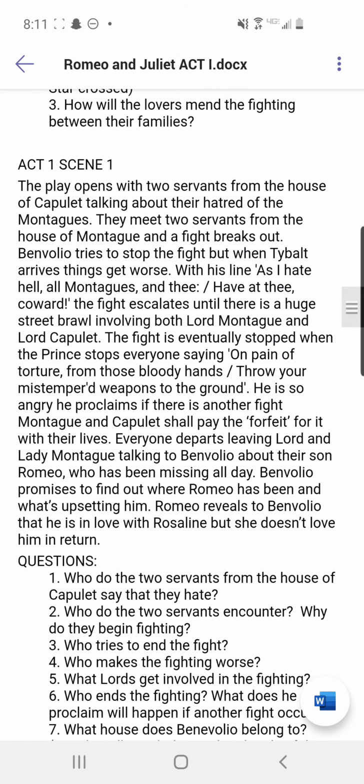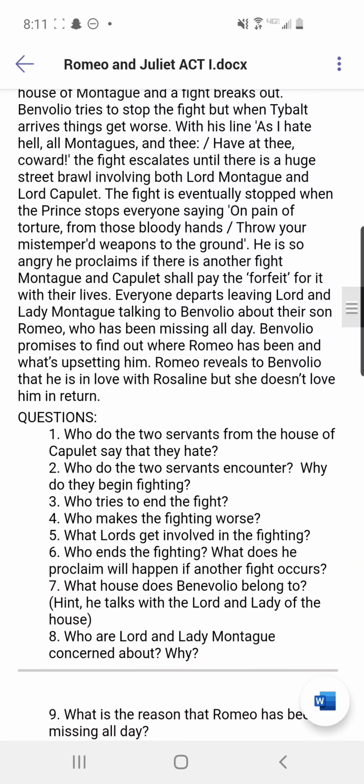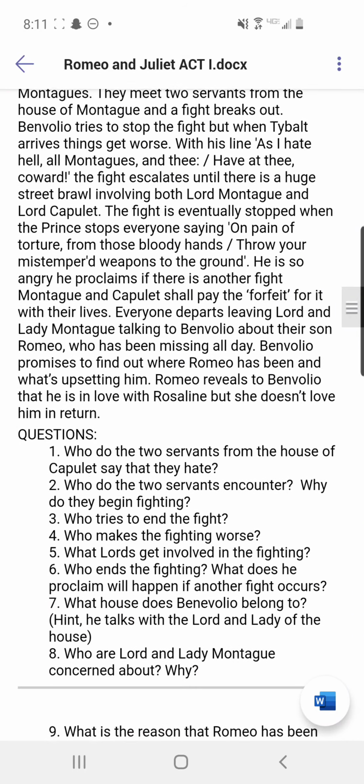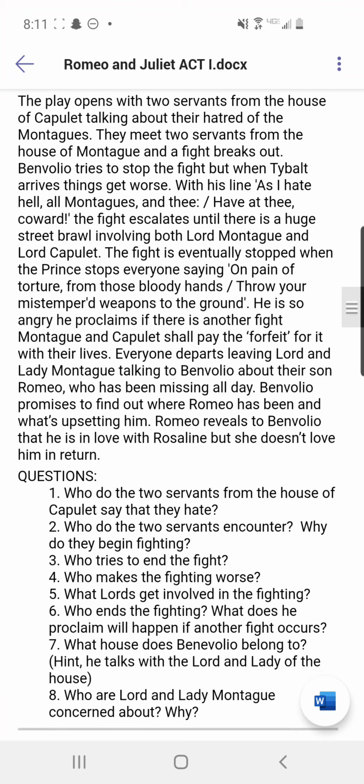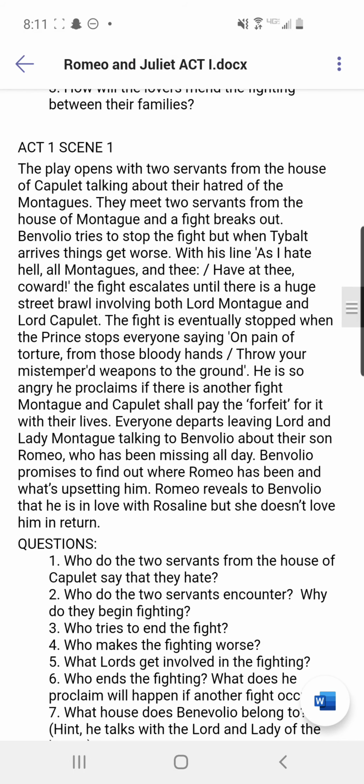So Act 1, Scene 1. Okay. Who do the two servants from the house of Capulet say they hate? They hate the Montagues. This is the quarreling families. Who do the two servants encounter, and why do they begin fighting? The two servants from Capulet encounter two servants from Montague, and they begin fighting because they say stupid stuff to each other to make each other angry, and that's just how they roll.